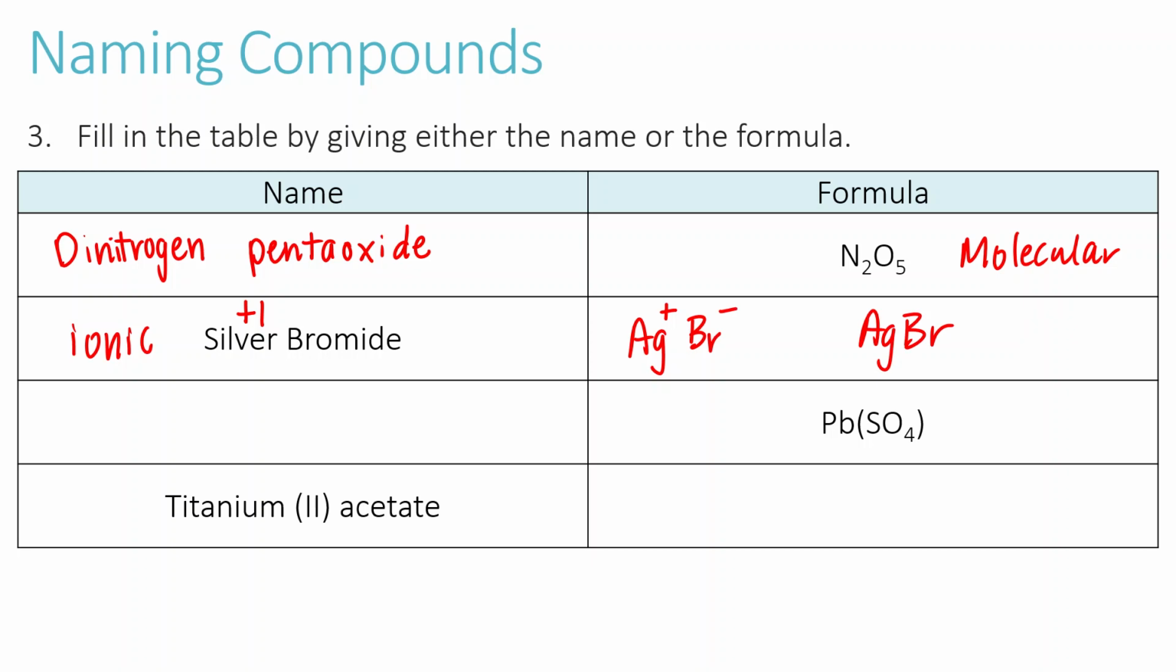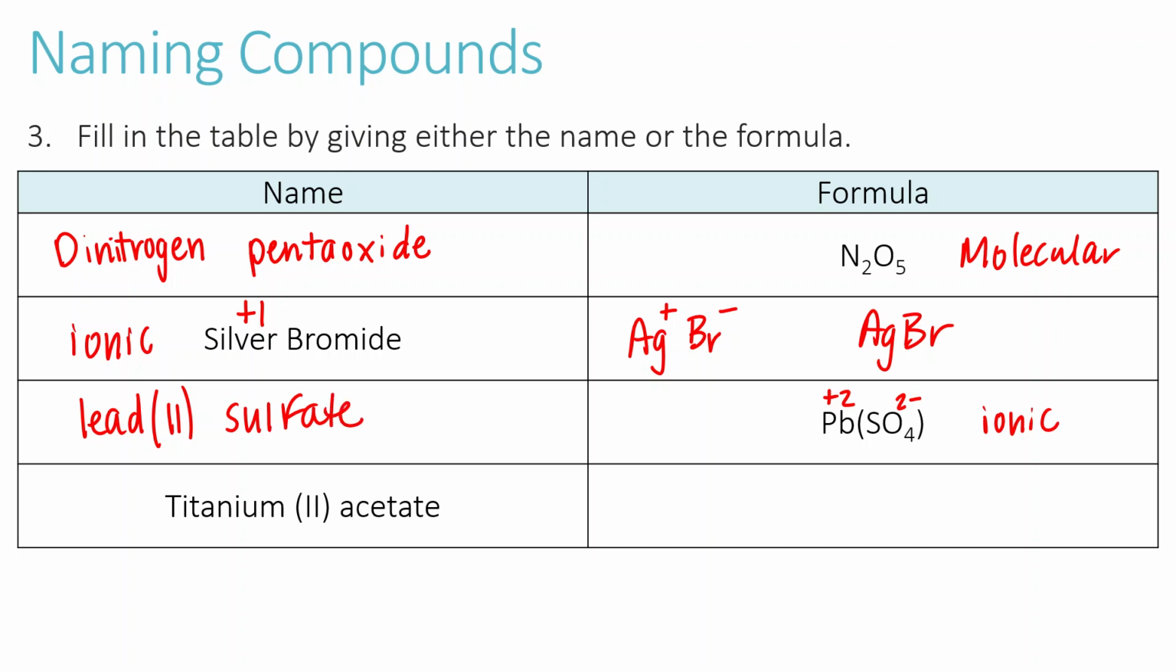Next up, we have PbSO4. So Pb is lead, and SO4 is a polyatomic ion. So this is an ionic compound. So we're going to start with lead, and we don't know the charge of lead, but we do know that the charge on sulfate is -2. So since there's only a single sulfate here, the charge on lead has to be +2. So this is going to be lead(II) sulfate.